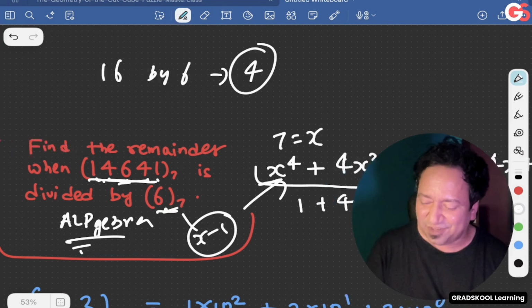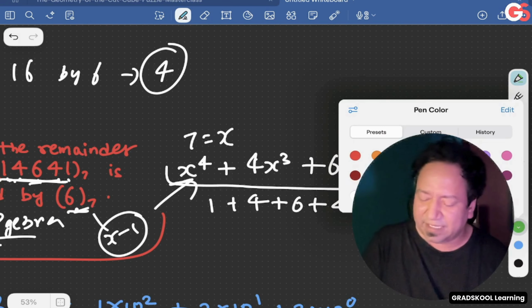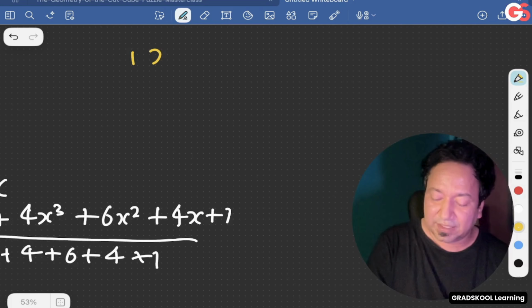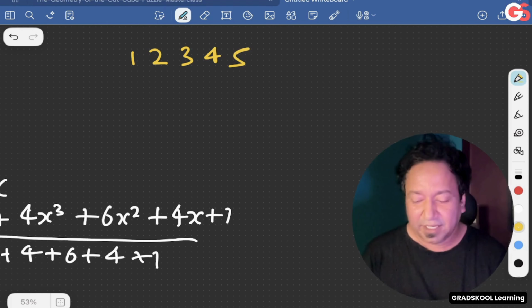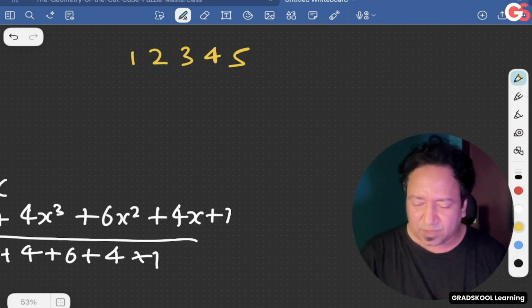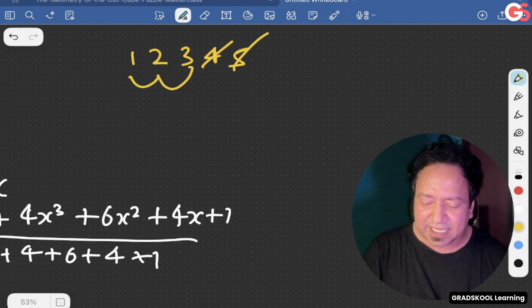Moreover, there is also a kind of magical technique to do the same thing. It's the same thing, but just framed in a different way. So you know that if you have to divide something, let's say 1, 2, 3, 4, 5, by 9, what's the remainder? Just cancel out all the digits which add up to 9. So 5 plus 4 is 9. Just cancel them out and add the remaining ones. You get 6 as the answer.